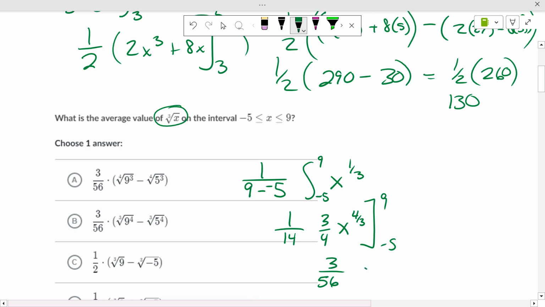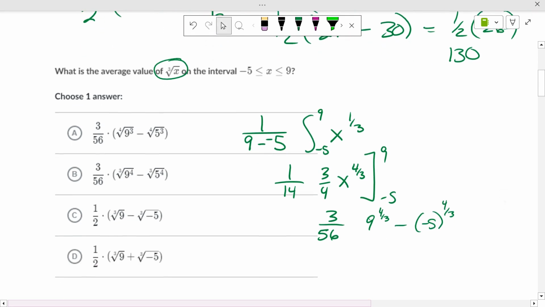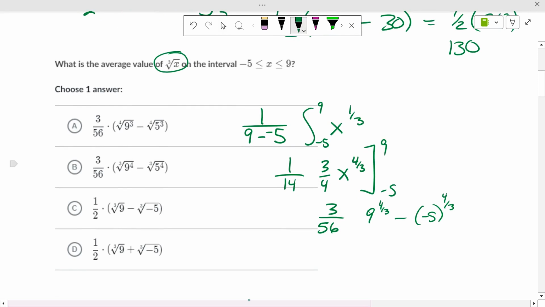And then it's 9 to the 4/3 minus negative 5 to the 4/3. So 3/56 times 9 to the 4/3 minus negative 5 to the 4/3. Well, if you take negative 5 to the 4th power and then cube root it, you're going to get a positive, so that negative just goes out of there. So it would be this one. You good with that?